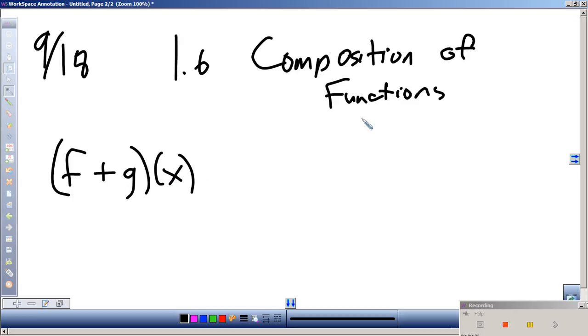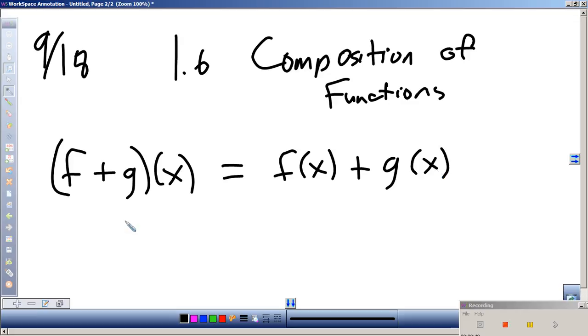Is this notation familiar? Okay. So this says (f + g)(x). What that means is f(x) plus g(x). So in other words, we're adding two functions together. So what do you think this one would be?